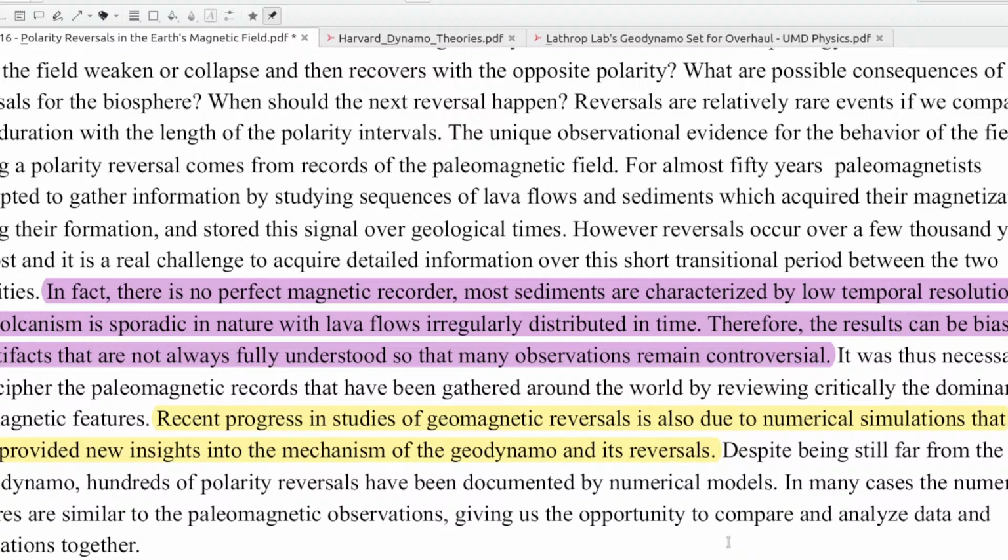Here comes the models. Despite being still far from the Earth dynamo, hundreds of polarity reversals have been documented by numerical models. In many cases, the numerical features are similar to paleomagnetic observations, giving us the opportunity to compare and analyze data and simulations together.